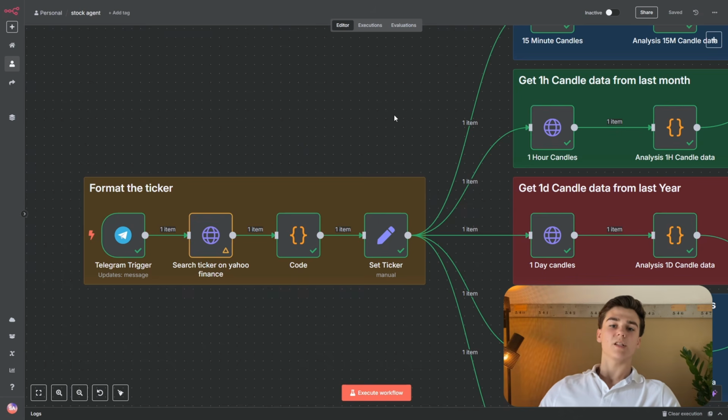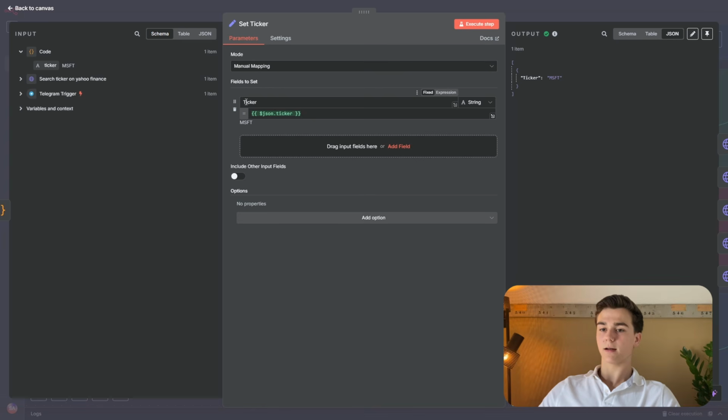After the code node, we will send the data to a set node. In the set node, we will set the ticker so we can use this for later on in our workflow. So in the set node, you will do a name of ticker. So here we have ticker. And then the JSON data will be JSON.ticker, and this will be the output data from the code node. So here we will drag this in here, and then the string will be on a text. And then everything is set up for the set ticker node.